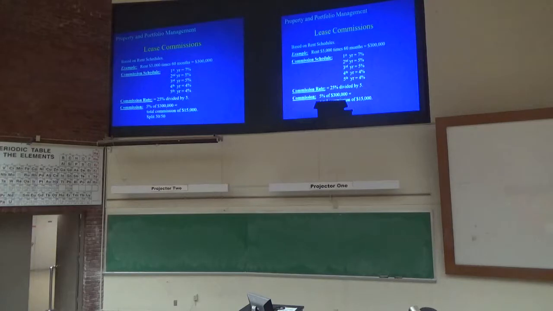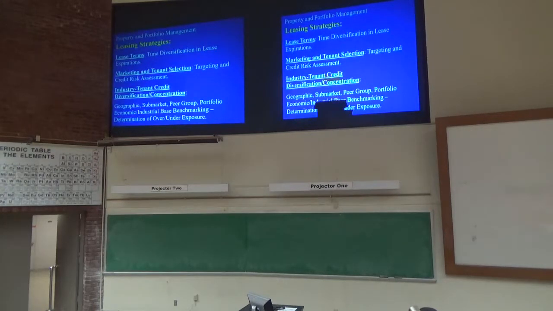So the broker will get 7% of the first year's rent, then 5% after that. This is basically the way it's typically constructed. And then the commission rate is 5% of the $300,000, so the total commission is $15,000. And usually the listing broker will get 50%, and then the selling agent or the tenant rep will get the other half of the commission. And this is how they incentivize them.